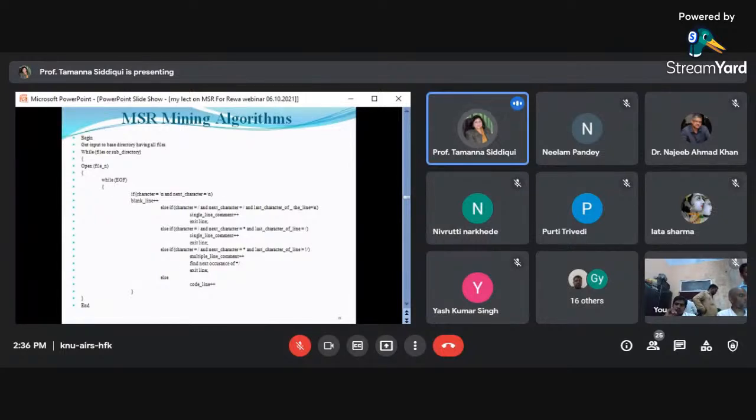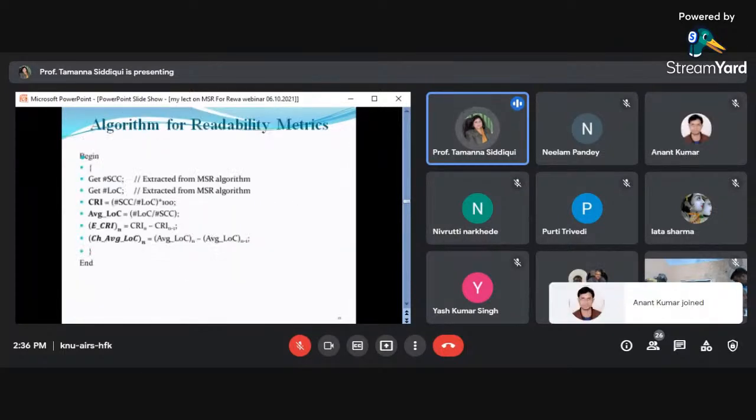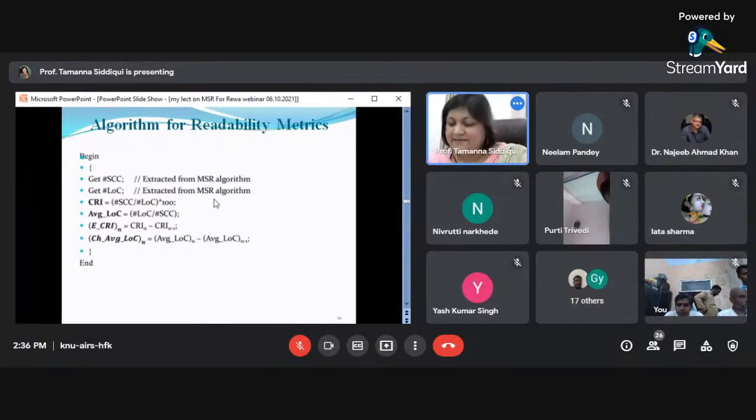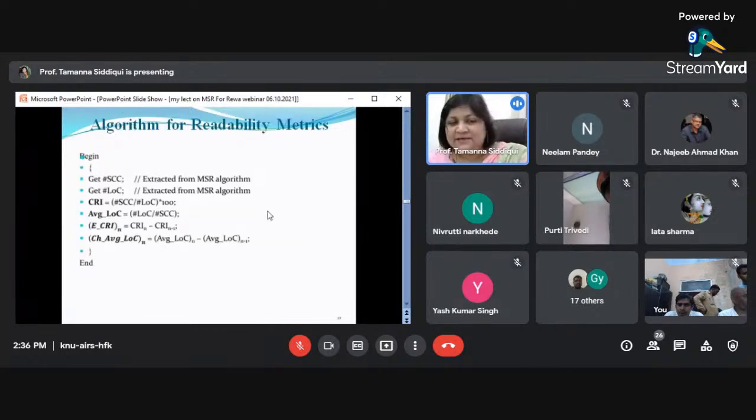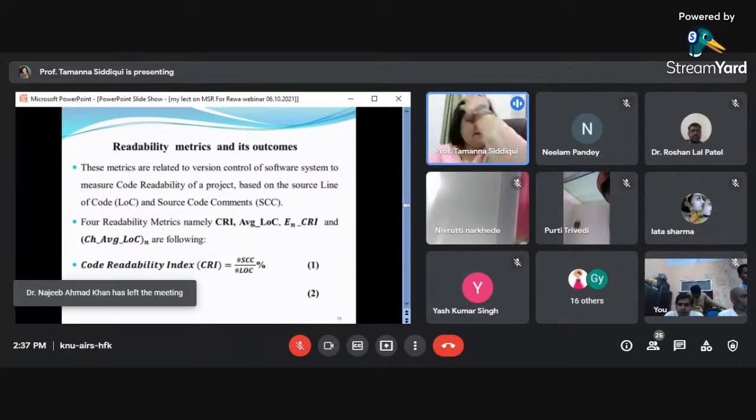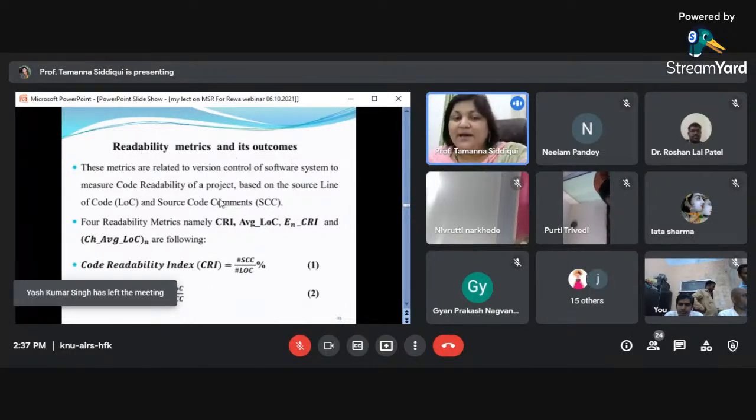The next algorithm is about the calculation of readability metrics. I'm not going to be more technical, but I will show you the actual flow of content. By the first algorithm, 4 versions have been mined. By the second algorithm, 4 readability metrics have been calculated. Now this is the explanation of the 4 metrics. The metrics are related, so this is work on readability metrics and their outcome.